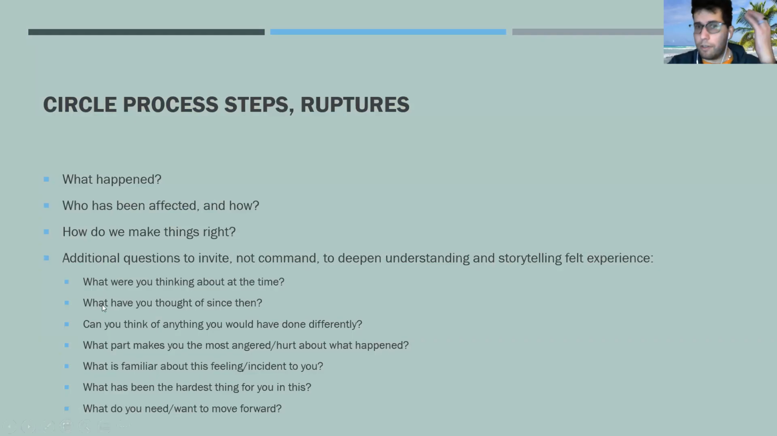Again, here are some questions that you could ask during these ruptures, and maybe this is more akin to a family group conference than an actual circle process, because it's between two individuals with some supportive figures around them. But we want to be able to ask what happened, who's been affected, and how do we make things right? And there are other things you can ask to invite people to deepen their understanding and storytell. I just listed some below from different sources.